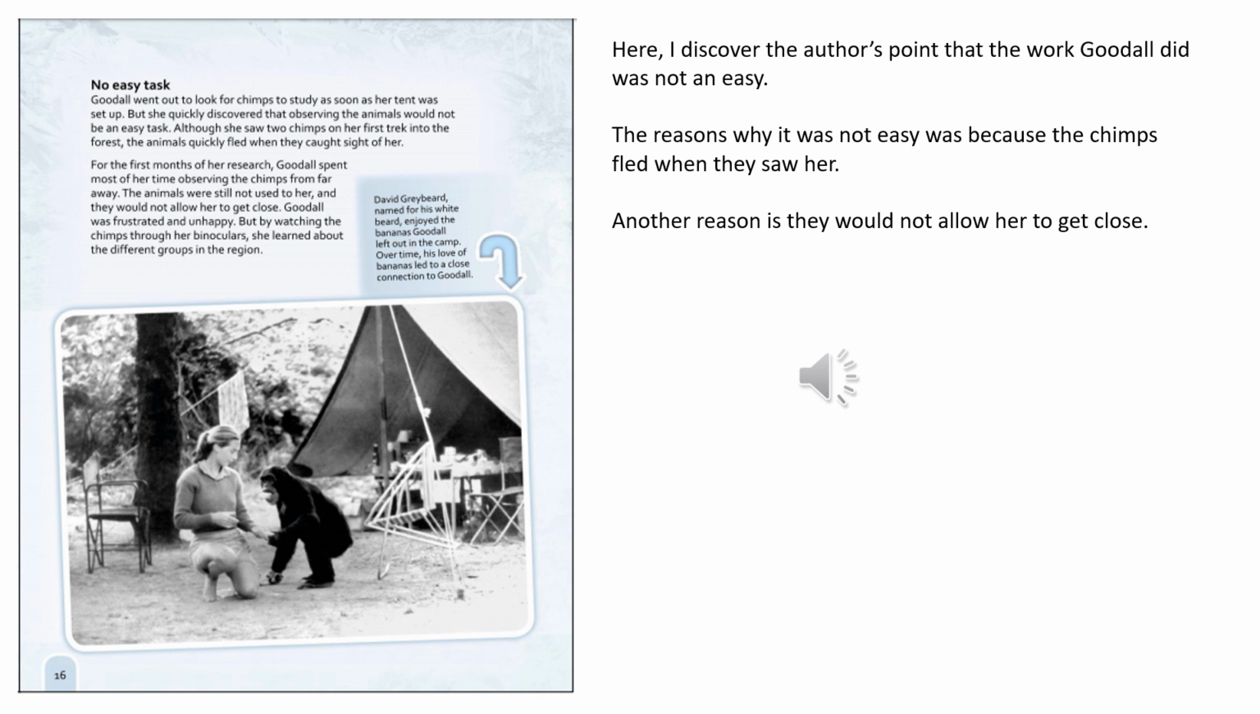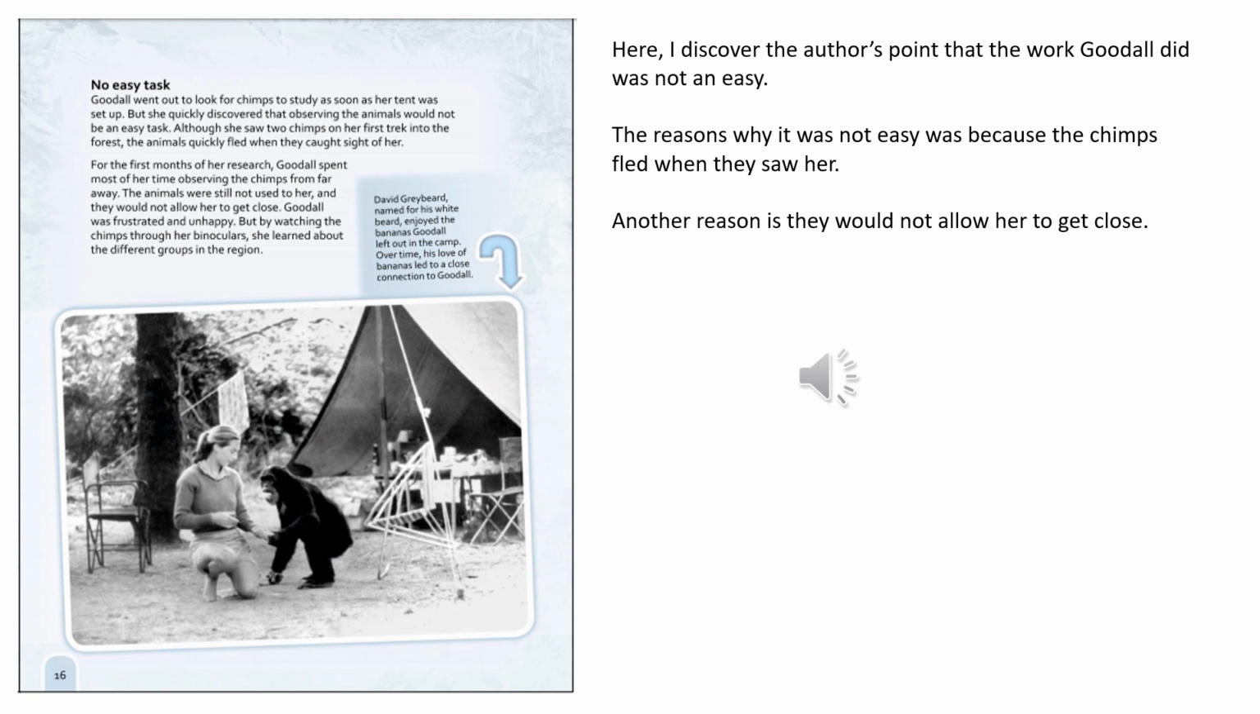No easy task. Goodall went out to look for chimps to study as soon as her tents were set up. But she quickly discovered that observing the animals would not be an easy task. Although she saw 2 chimps on her first trek into the forest, the animals quickly fled when they caught sight of her. For the first few months of her research, Goodall spent most of her time observing the chimps from far away. The animals were still not used to her, and they would not allow her to get close.